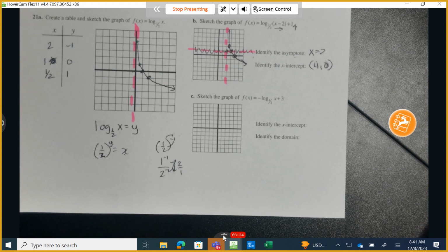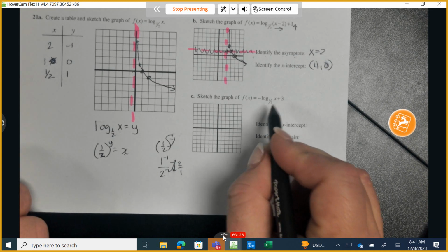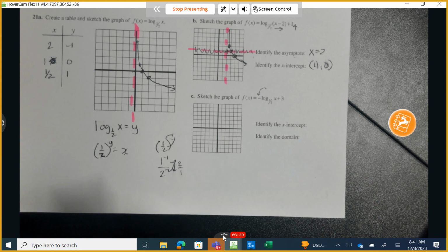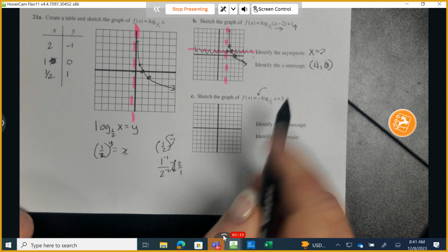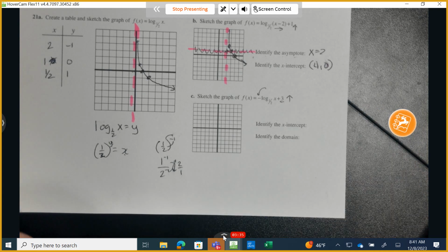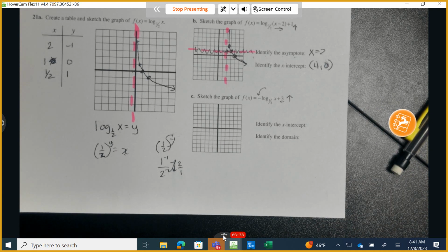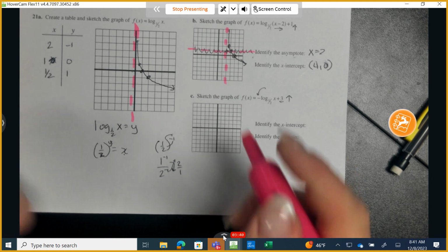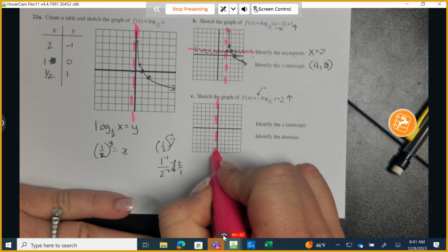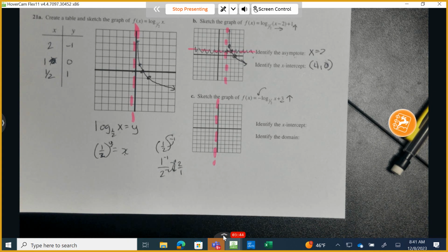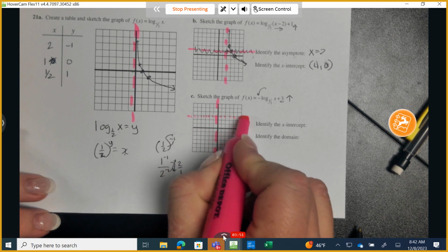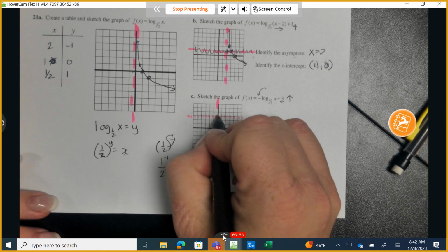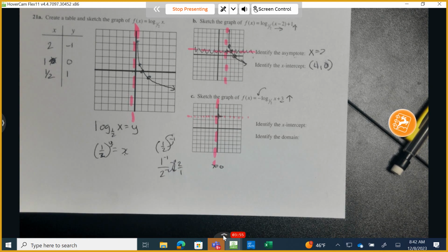Let's go down to the next one. Okay, so again, the only difference I see is this part. I'm not shifting it to the left and right. I want you to see how this is not in parentheses. This simply is a vertical shift up 3. A vertical shift up 3. So I still have the original vertical asymptote of x equals 0. And then I'm going to shift everything up 3. So this is going to be my new origin.